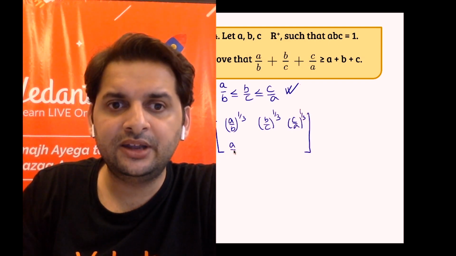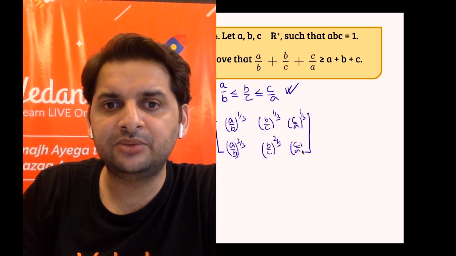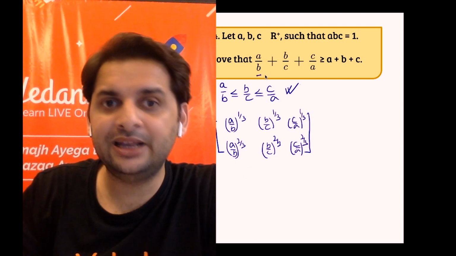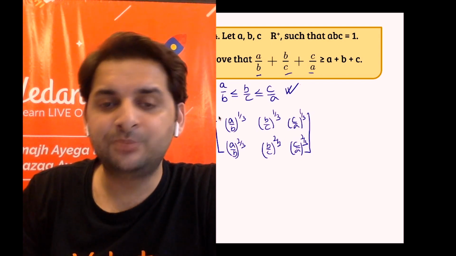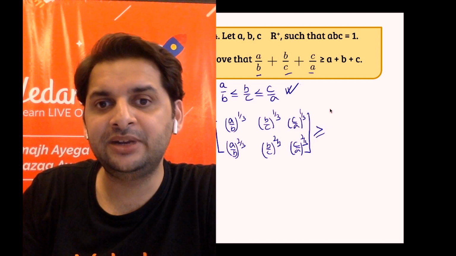And second row, (A/B)^(2/3), (B/C)^(2/3), (C/A)^(2/3). The idea is to multiply them and get A/B, B/C, C/A. So both of them are in ascending order, so this would surely be greater than.